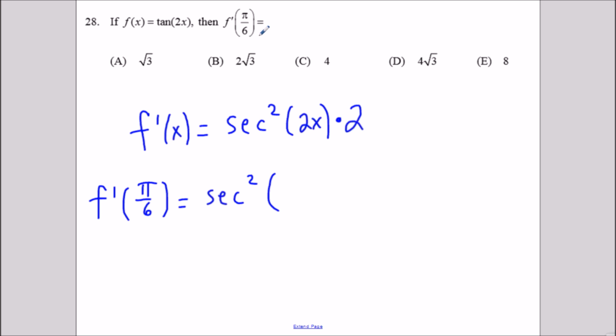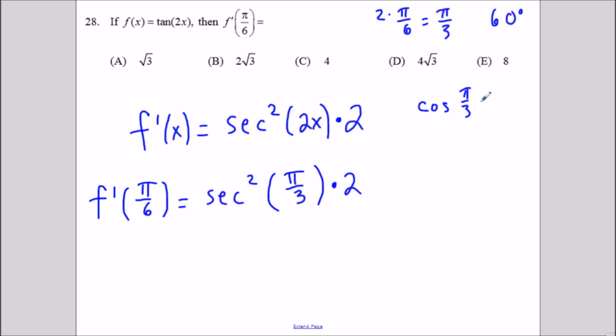So when you plug in pi over 6, 2 times pi over 6, just know is pi over 3. And in your head, you want to think of this as 60 degrees. That's going to come into play in a moment. So we have secant squared at pi over 3 times 2. Remember, secant is associated with cosine. And cosine at pi over 3, or cosine of 60 degrees, is equal to a half.